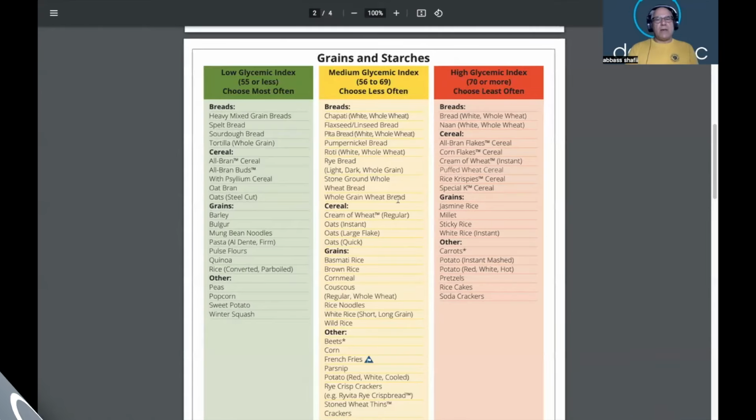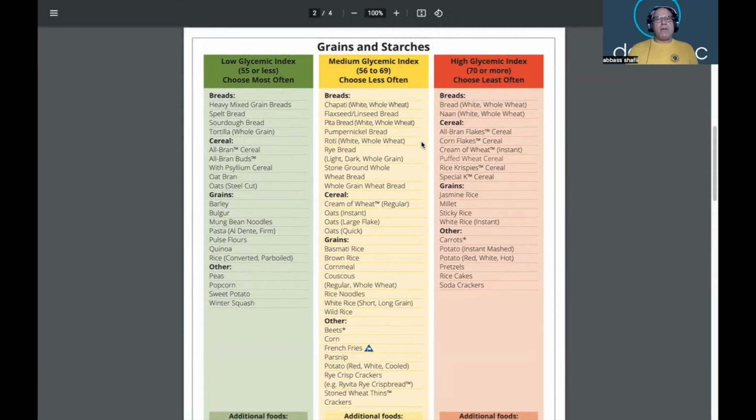All right, let's talk about some of the common foods that are confusing. For example, let's talk about grains and starches. The most common thing that a lot of people enjoy is bread. For example, if you eat a sourdough bread, it's a very low glycemic index, while if you eat a white bread, it is very high, and there are many of them in between. So again, you have to know how much you're eating and what you're eating.